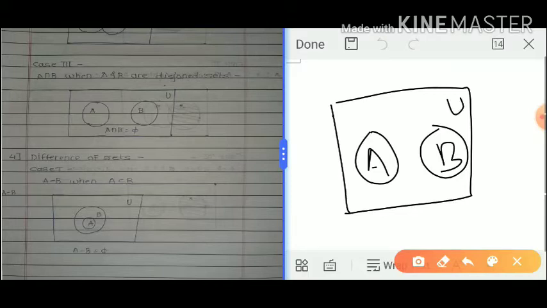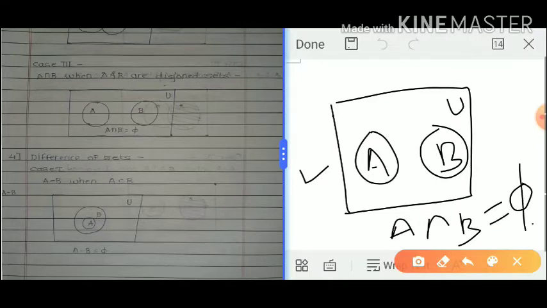So this is the A set, this is the B set, and this is the universal set. Now, to find A intersection B for a given case: in intersection we consider only common elements, but here there are totally different elements in both sets. So A intersection B equals φ, the null set. There are no elements in A intersection B for this case. If the two sets are disjoint, the answer is the null set.